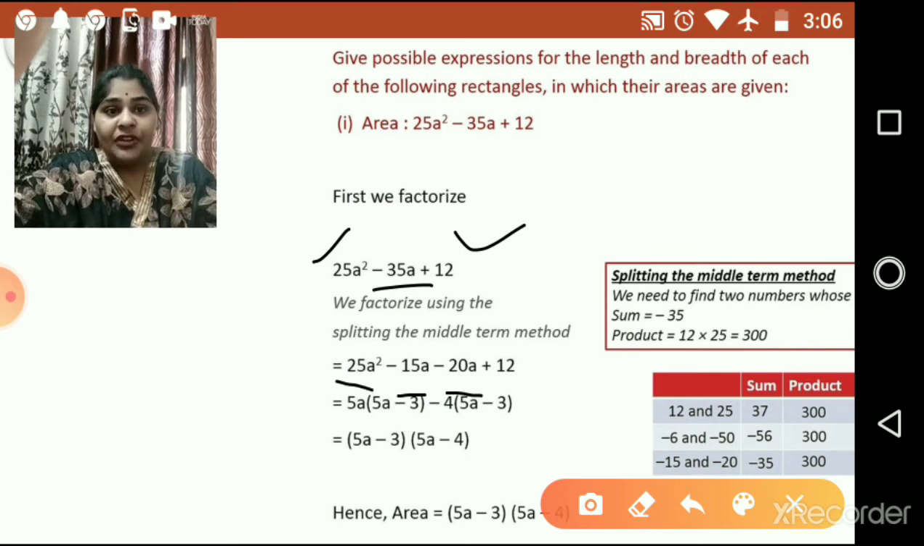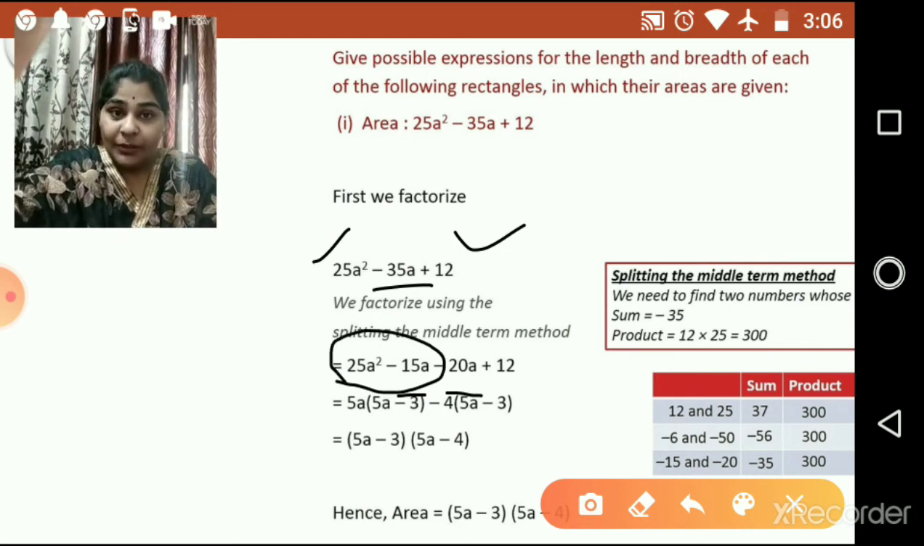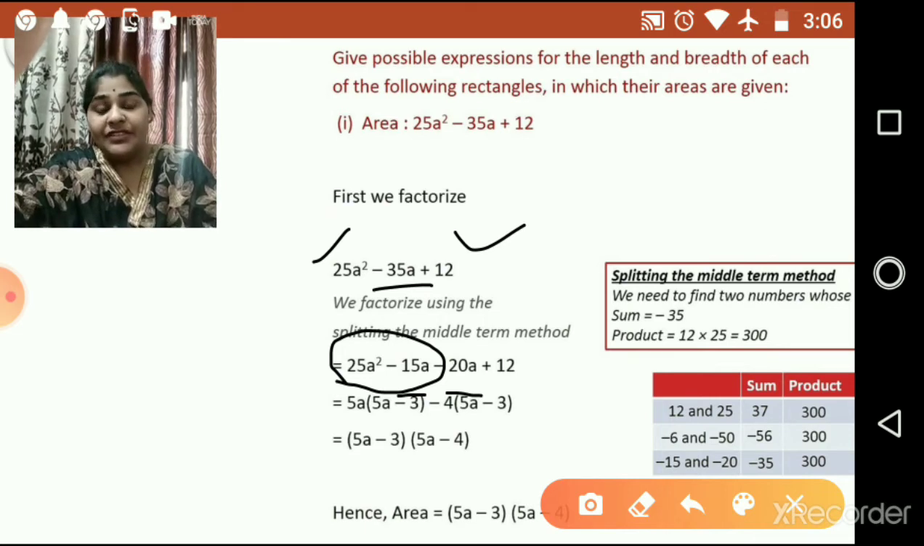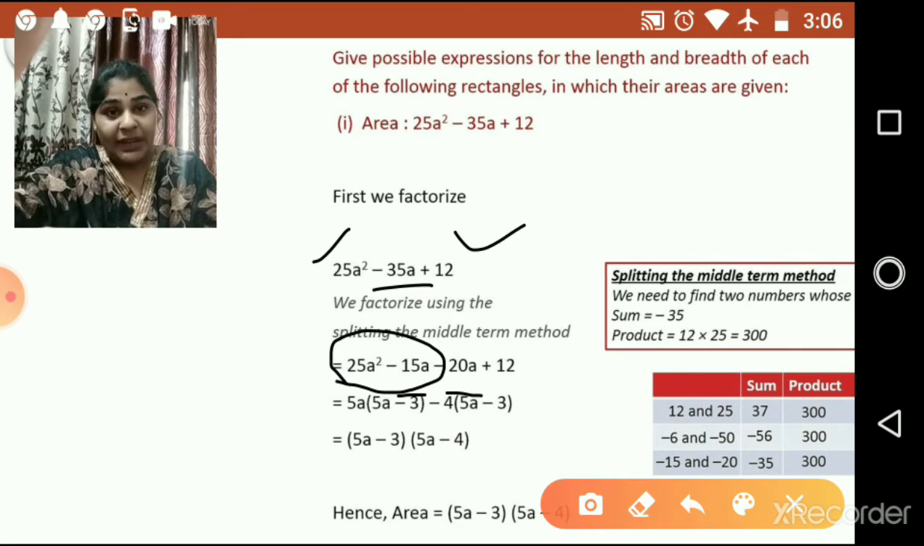Now from the first two terms, take out whatever is coming common. So I can see a is common, a is outside the bracket, and 5 is common, so 5a outside the bracket, and the remaining terms will be inside the bracket.